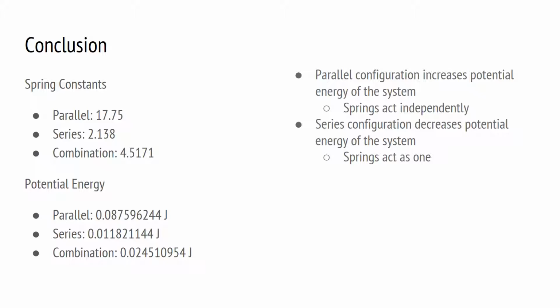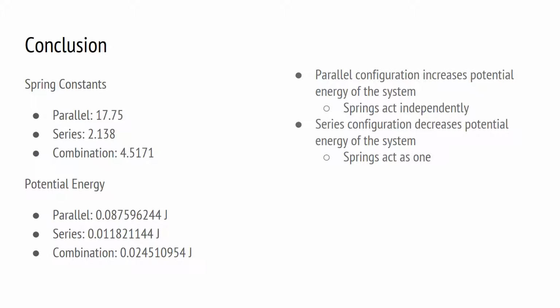This matches our prediction, as the 3 springs each independently resisted the change in displacement. The series configuration had the smallest spring constant, 2.138, and the smallest potential energy, 0.0118 joules, since the springs acted as one and lessened the resistance. The combination was in between the 2, with a spring constant of 4.5171 and a potential energy of 0.0245 joules.